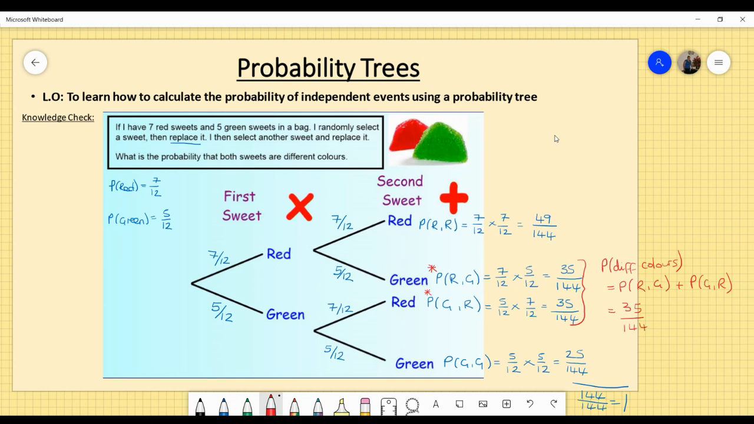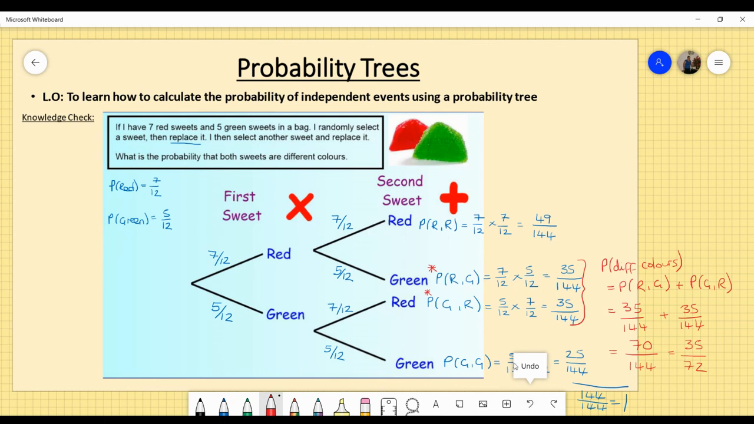And therefore we can use the values that we calculated. So 35 over 144 added to 35 over 144. That will then give me 70 over 144. And therefore we just need to simplify that as much as possible to give us 35 over 72. Okay, and that's how you fill in a probability tree.